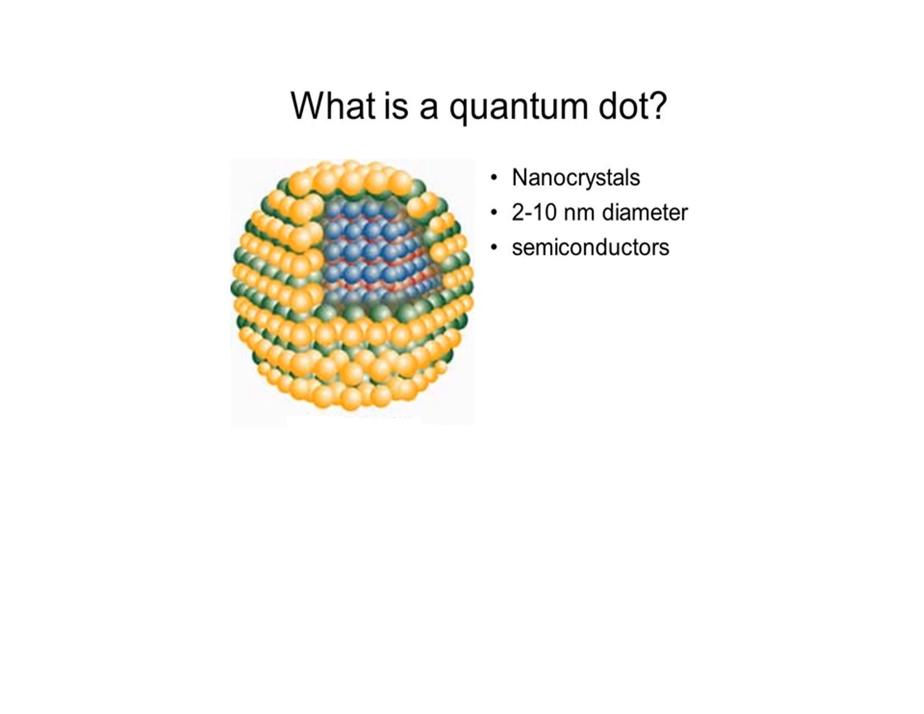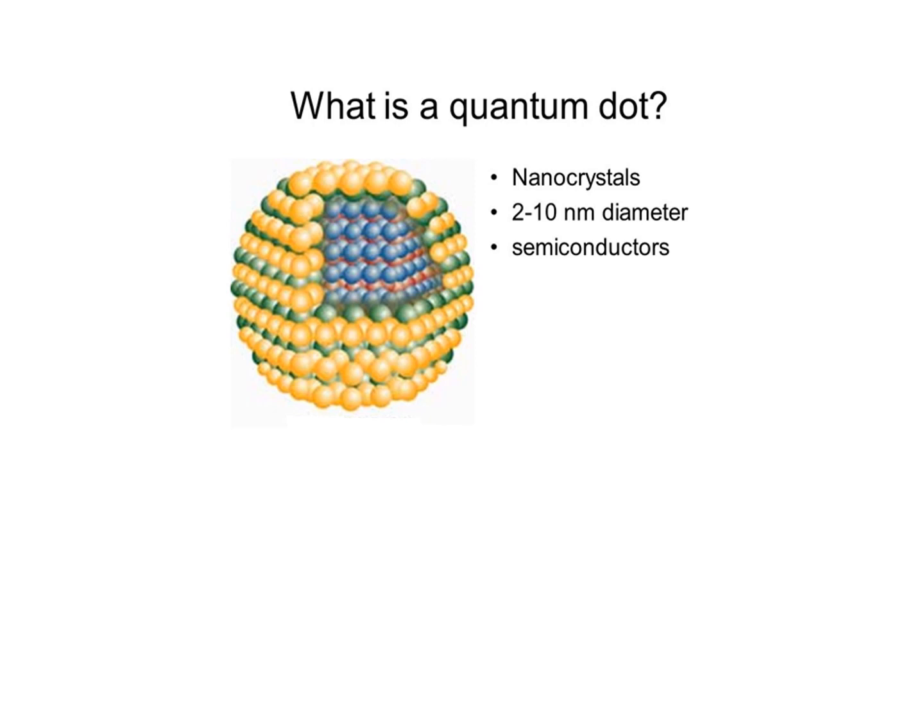You know, a quantum well is confined in one direction. A quantum wire is confined in two directions. A quantum dot is confined in all 3 directions. So what is a quantum dot?